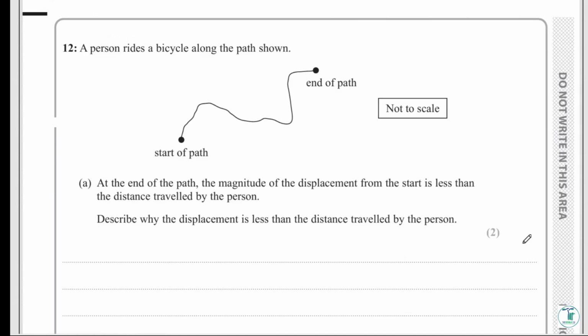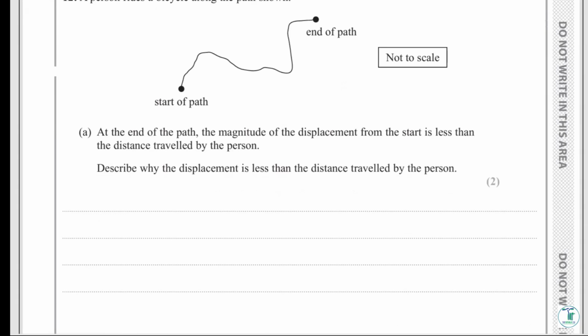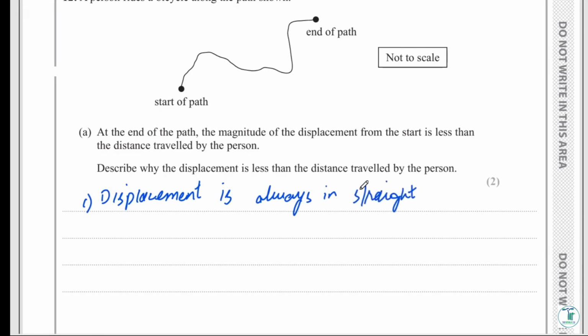So everybody knows that displacement has to be less than the distance. This is a two-marker question, so we need to write down at least 2 points. So first of all, you need to mention that whenever you talk about displacement, the body covers displacement in a straight line, right? Displacement is always covered in a straight line.